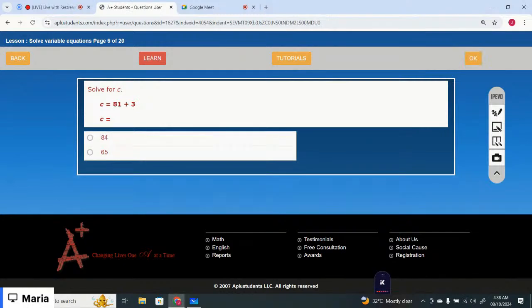Okay, the next one is solve for c. C equals 81 plus 3. So which is the correct option? 81 plus 3 equals 84. Option number 1 is the correct option.